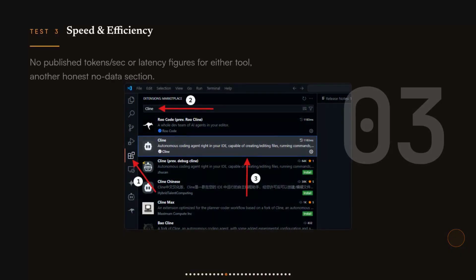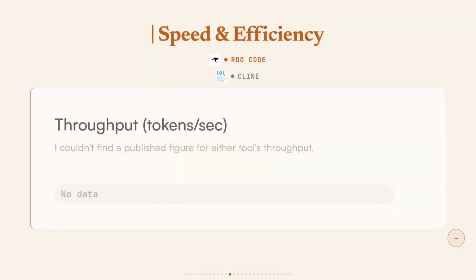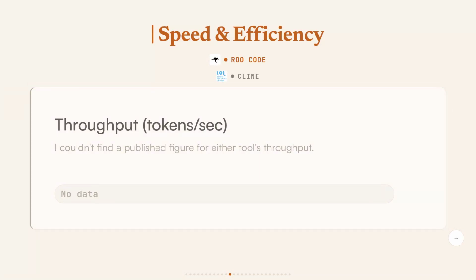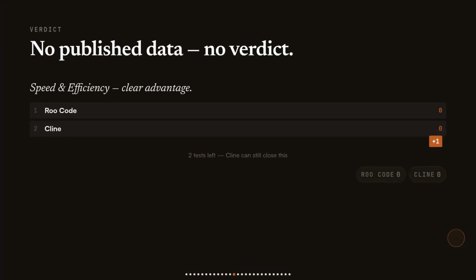Speed matters too, since a slow agent breaks your flow mid-task. Same story here. Neither tool publishes a tokens per second number or a latency figure. Pick a fast model, get a fast agent. This round stays tied as well, 1 apiece. That's because speed here isn't really about the extension. It's entirely a function of which model you plug in behind it. Stick with me because the last 4 tests are where this decision actually flips.